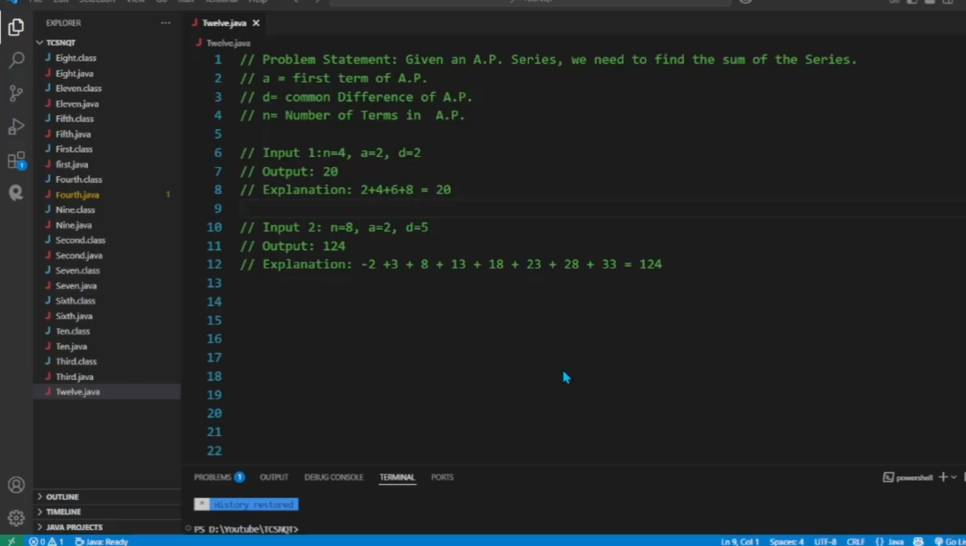So without any delay, let's get started with today's problem. Today's problem is like this: given an AP series, meaning arithmetic progression series, we need to find the sum of the series, where A is the first term of the AP series, D is the common difference of the AP series, and N is the number of terms in the AP series. First, I will talk about what an AP series is.